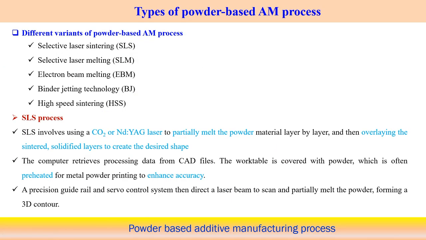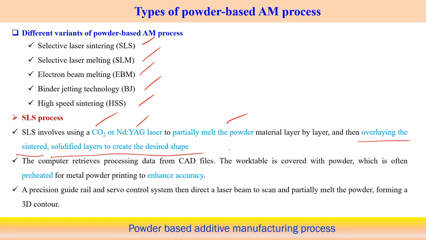Now, if we look into the different variants of the powder based additive manufacturing process, the common processes are selective laser sintering, selective laser melting, electron beam melting, binder jetting technology, and high speed sintering. So in selective laser sintering, we can utilize a CO2 or Nd:YAG laser. This type of laser may be used to melt the powder, and of course layer by layer deposition is done, with the overlying sintered solidified layers creating the desired shape.